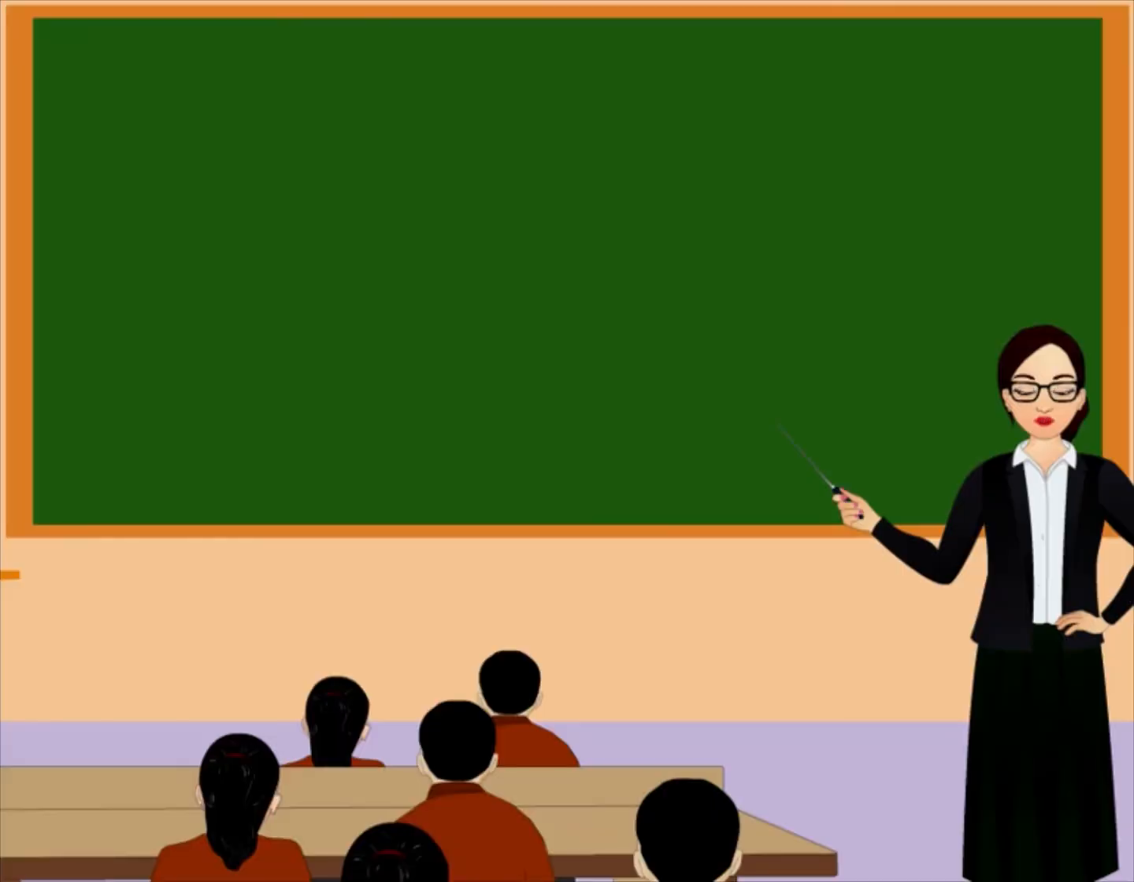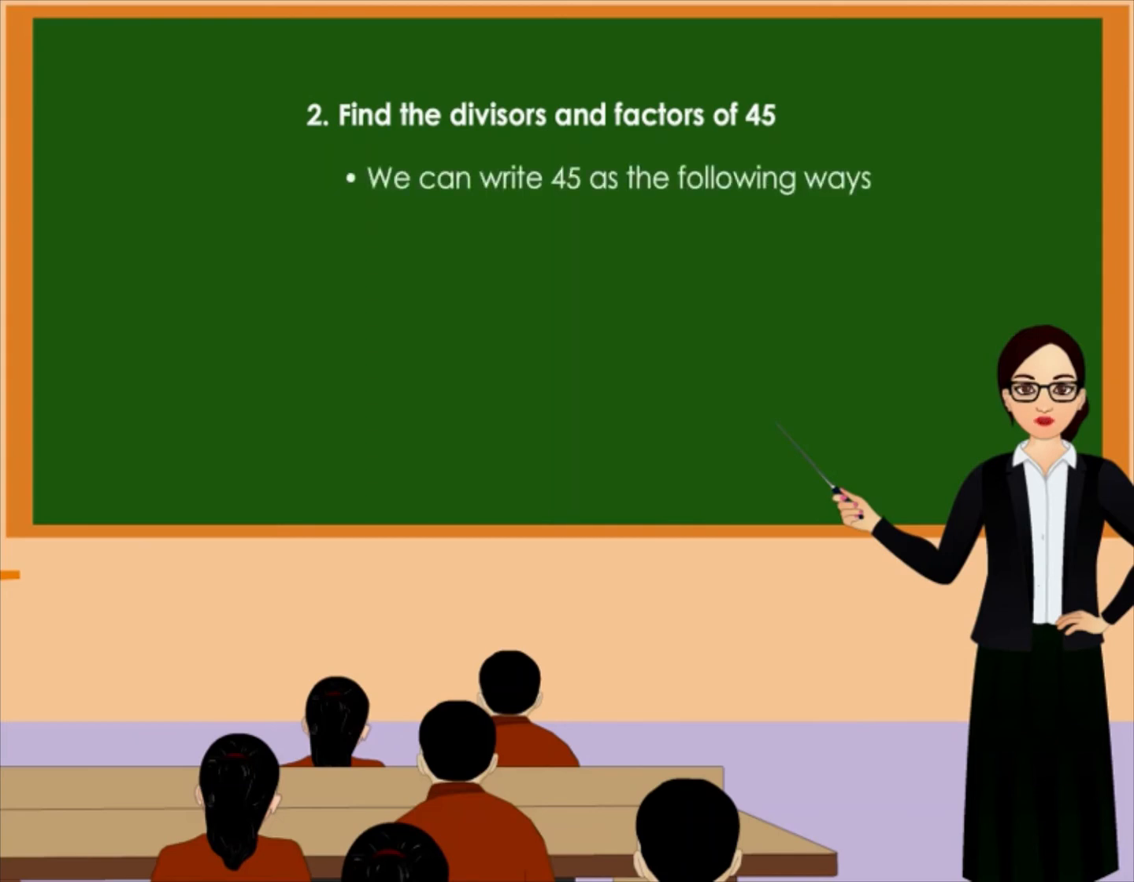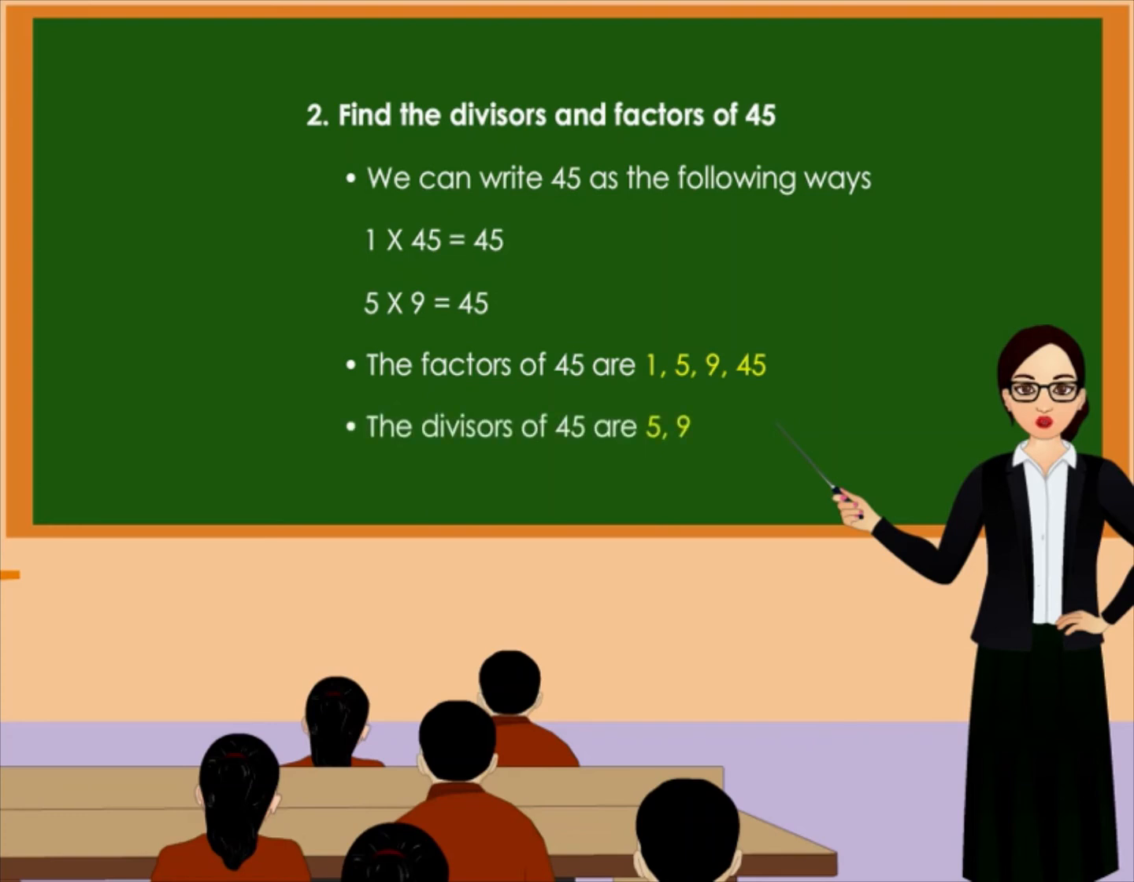The next example is find the divisors and factors of 45. We can write 45 in the following ways. 1 times 45 is equal to 45. 5 times 9 is equal to 45. The factors of 45 are 1, 5, 9, and 45. The divisors of 45 are 5 and 9.